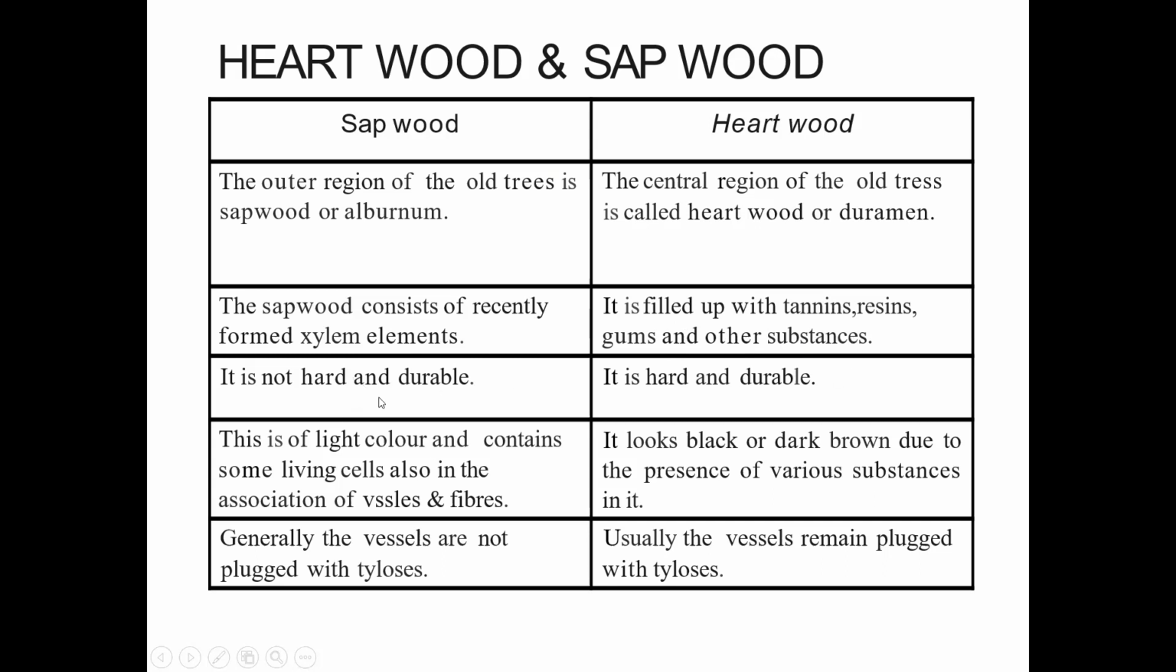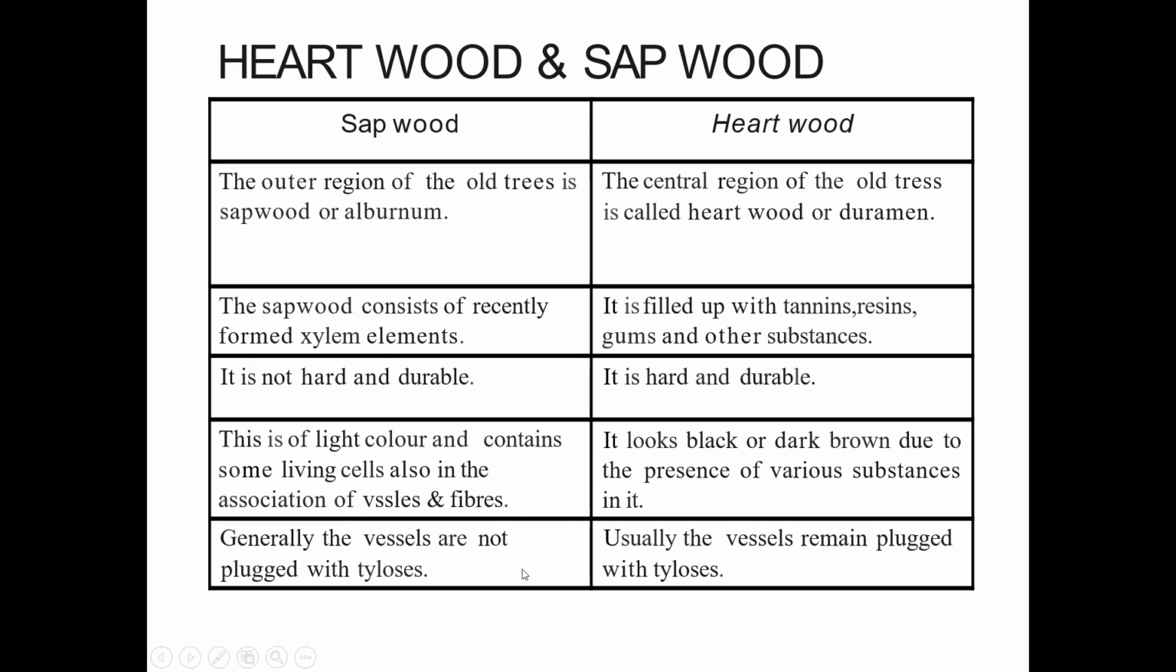Sapwood is generally not hard and durable, whereas the heartwood is durable, can persist for more years, and can withstand high pressures also. The sapwood is light colored and contains some living cells, in association with vessels and fibers. Whereas the heartwood looks black or dark brown due to the presence of various substances in it.